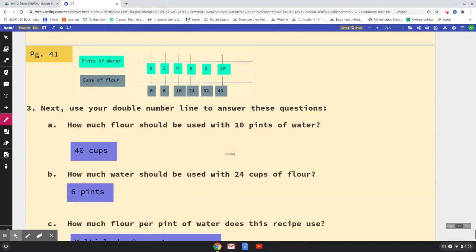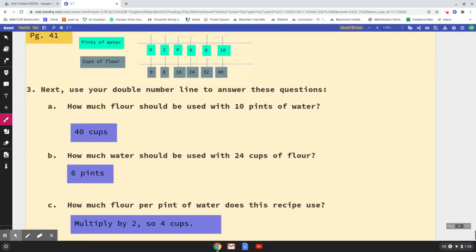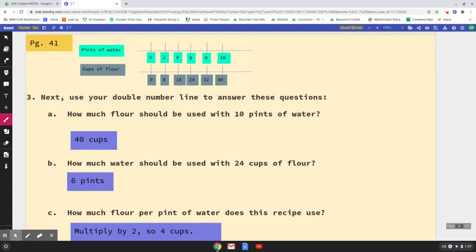Okay, so I skipped number 2. Now you're going to just do number 3. So it says, next, use the double number line to answer these questions. How much flour should be used with 10 pints of water? So I have water and I have 10. So the number that's vertical to that is the 40. So it would be 40 cups.